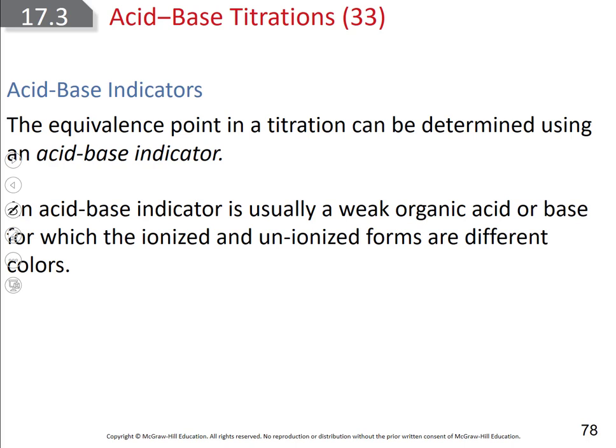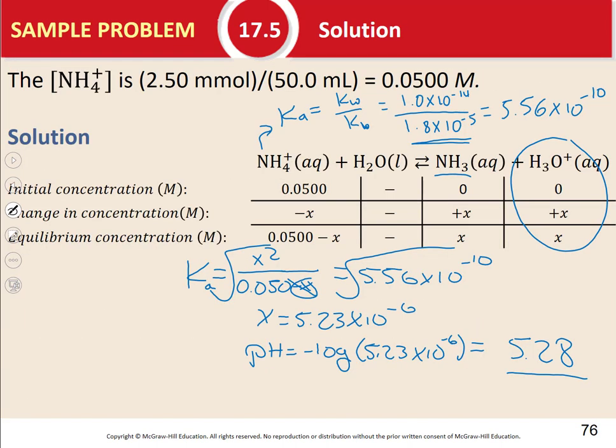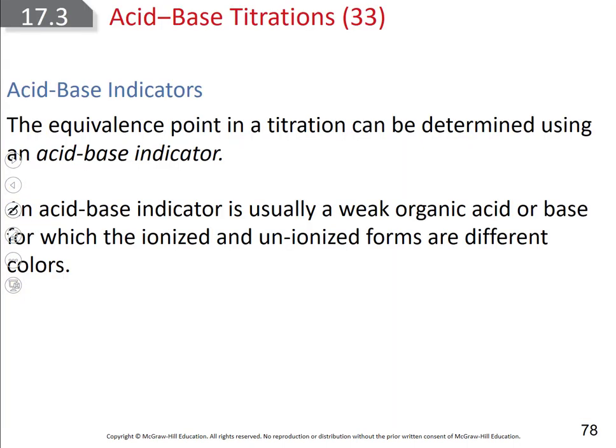Would phenolphthalein be a good indicator to use if I was doing this last titration, this one here, hydrochloric acid with ammonia? Would phenolphthalein be a good indicator for this titration? Yes or no? No, because at the equivalence point, my pH is 5.28. Phenolphthalein would still be clear at 5.28 because it doesn't turn pink until it's in a basic solution. So picking the correct indicator solution requires you to know what pH you expect to have at your equivalence point.